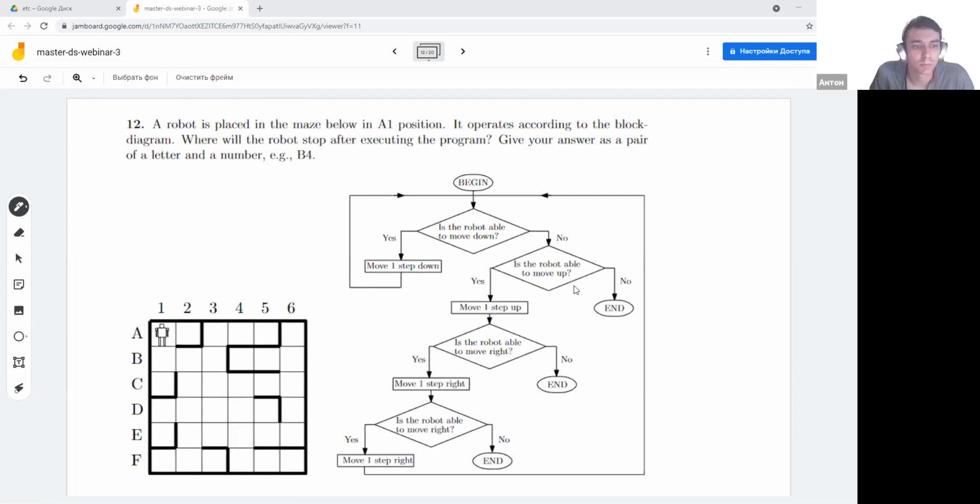Let me first write the problem statement. So the problem number 12 is about a robot which lives in a maze drawn here, and it also has a block diagram, which represents an algorithm for the robot. We know the starting position of the robot here, and we want to know where it will be after executing the program given by this scheme.